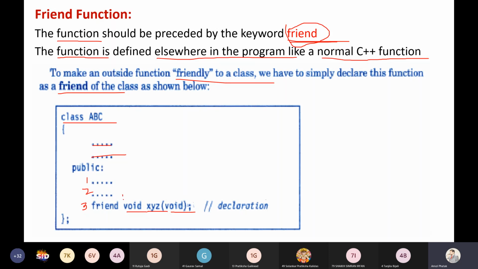Whatever function declaration or prototype we have, before that we have to add the keyword friend. How do we make the function a friend function? It should be preceded by the keyword friend. This is the way we are going to declare it. Now I'm moving to one more slide, and then we go to the program using the Turbo C editor.